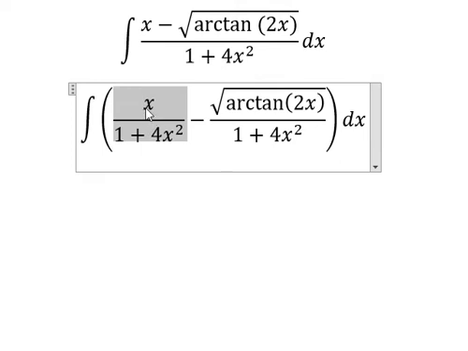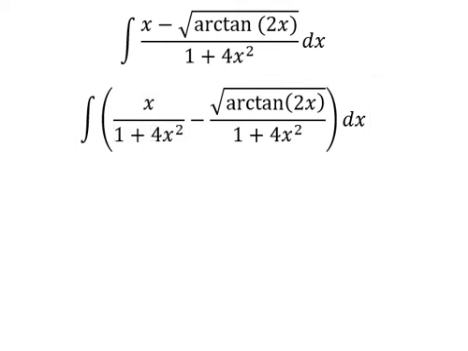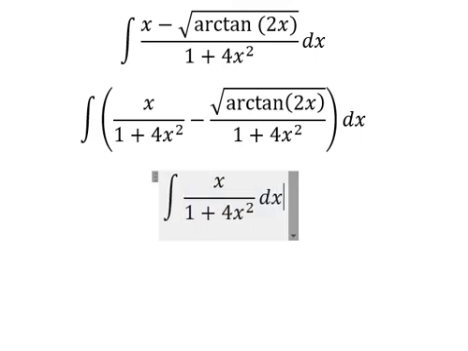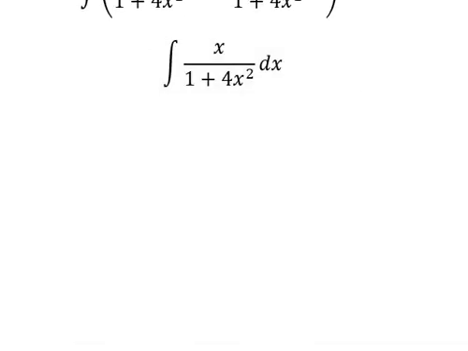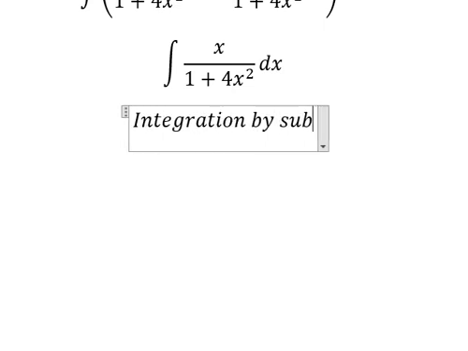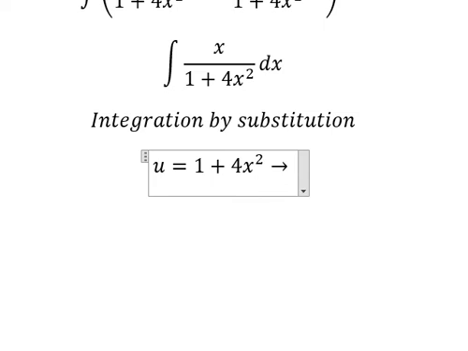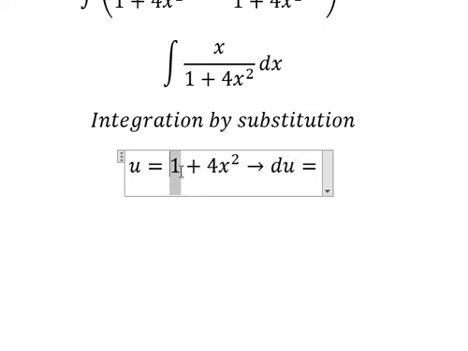Now we concentrate on this one. So we need to use integration by substitution. So we need to put u equals to this one. Later that we need to do the first derivative for both sides. This one we have number 0 because that is the constant.